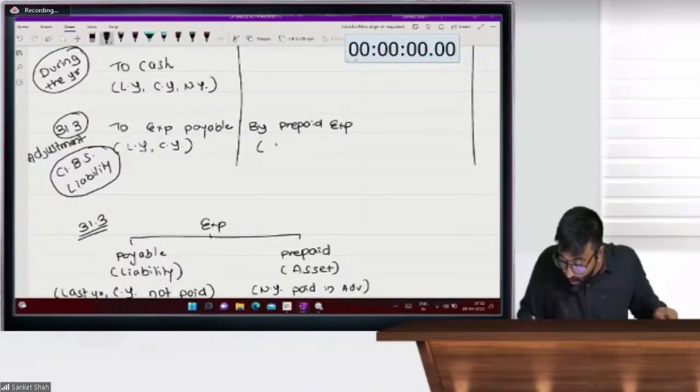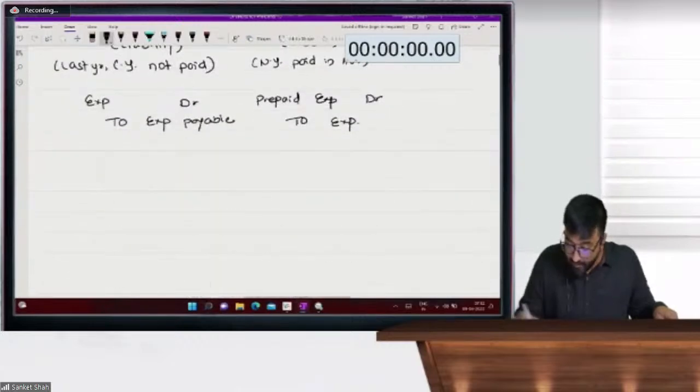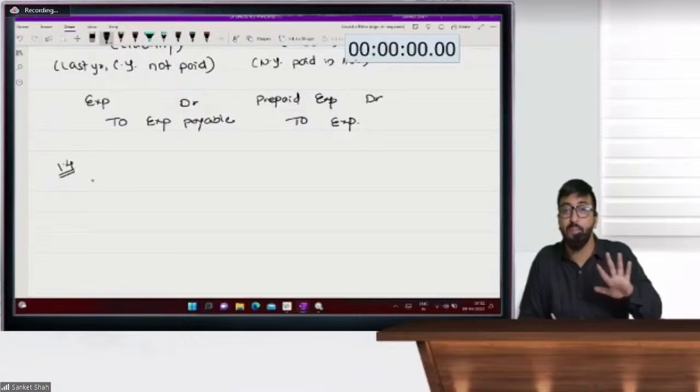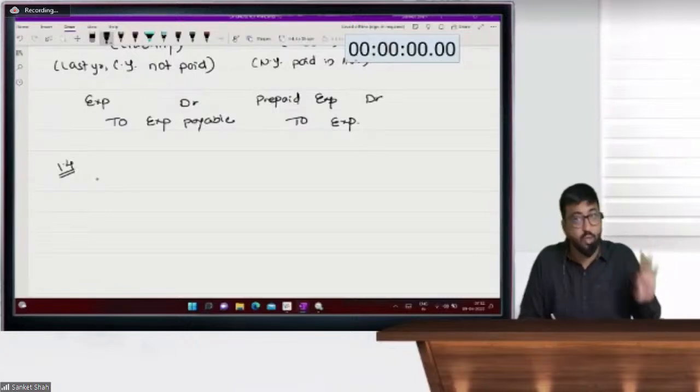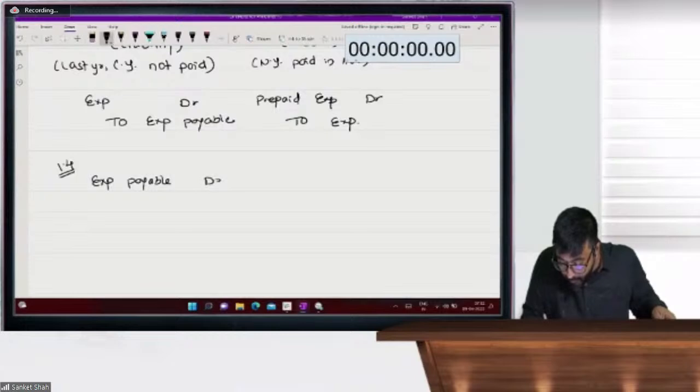And this is of which year, beta? This is of next year. And on 1st of April, you will reverse these entries. This is a simple technique. On 1st of April, we reverse this technique and get balance 0. How do we reverse it? Expense payable debit to expense, and expense account debit to prepaid expense.